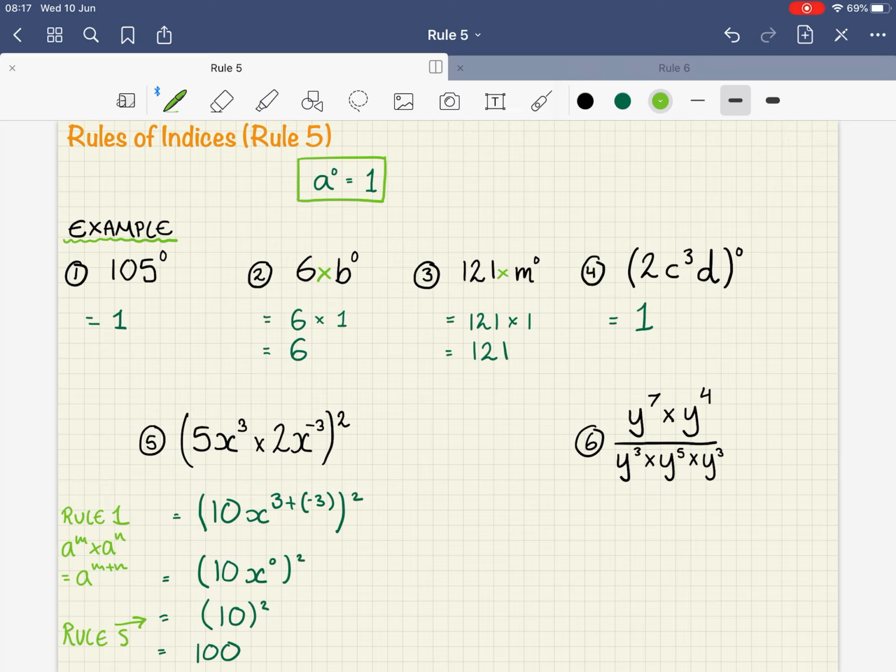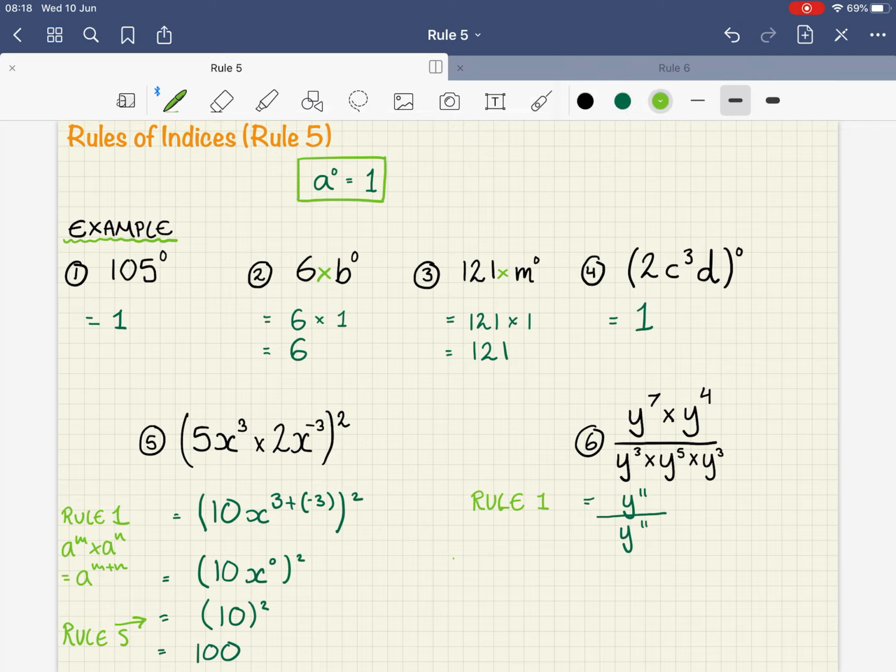Okay, question 6 then. So I've got lots of multiplications on the top and the bottom of the fraction. So I need to deal with those first. And again, that is using my rule 1. I won't write it out again this time. So on the top, I've got 7 add 4, which is going to be 11. Then on the bottom, I'm going to have 3 add 5, which is 8, add 3, that is 11.